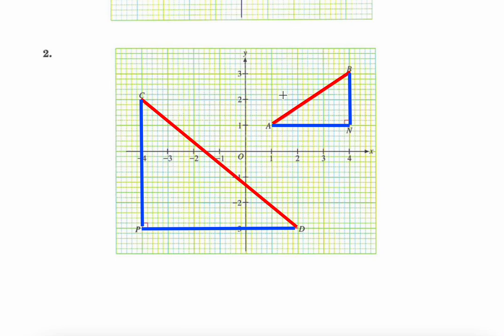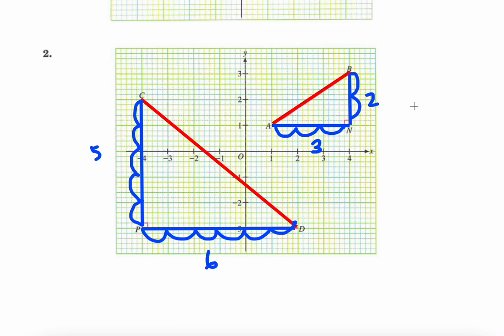So for AB, for instance, I have going from A to N, 1, 2, 3 units. And then going from N to B, it is 1, 2, 2 units. Same over here, 1, 2, 3, 4, 5 units. And over here, 1, 2, 3, 4, 5, 6 units. And just like that, I have the legs of my 2 right triangles, and I can utilize my Pythagorean theorem, a squared plus b squared equals c squared, to now figure out the c value, my hypotenuse, which is missing.